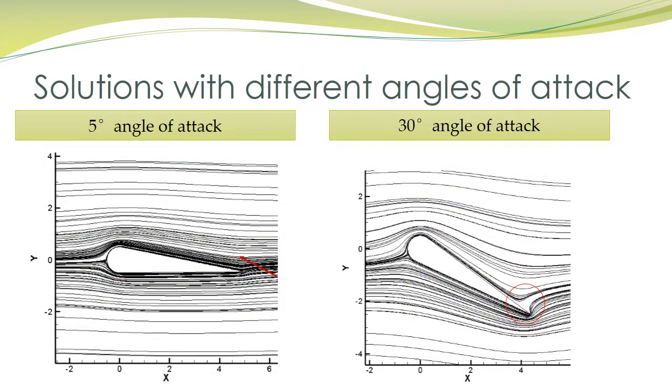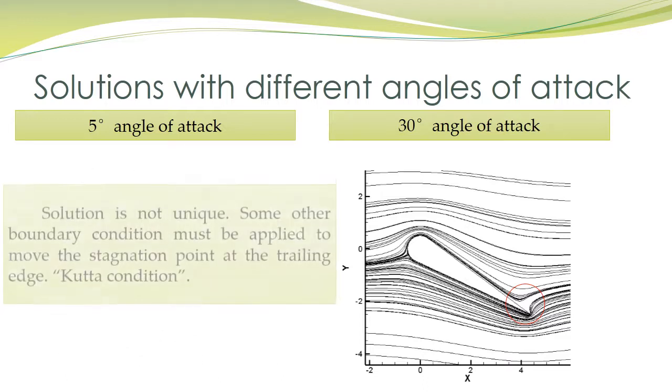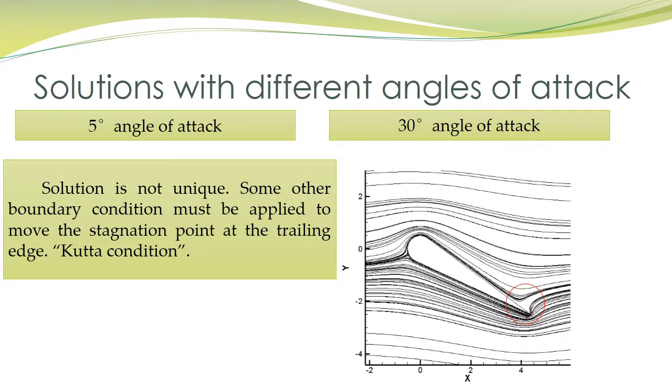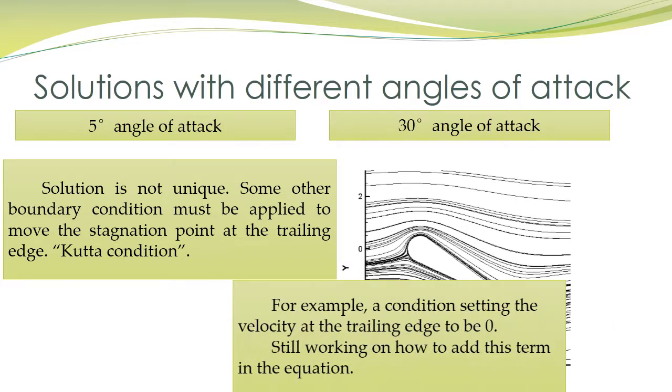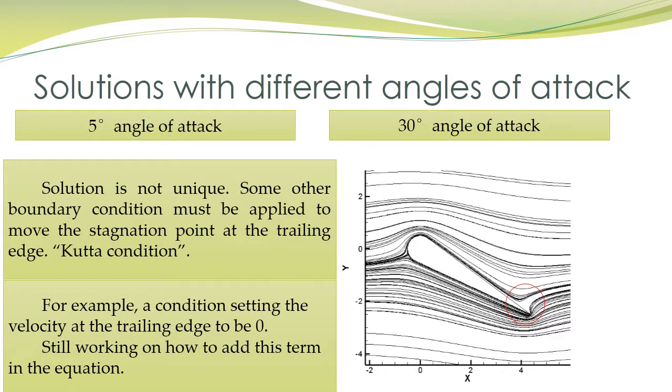These two pictures are the streamlines with different angles of attack. But my solution is not quite right. The stagnation point must be at the trailing edge, which is the Kutta condition, and I'm still looking for a way to solve it.